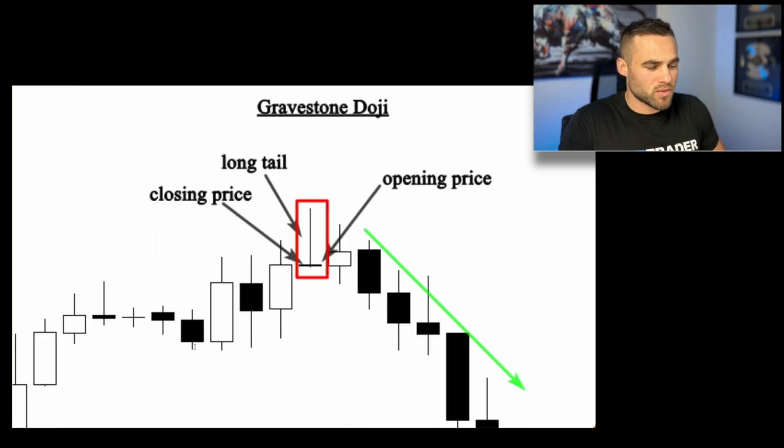So we can see this here. At the top of this trend, we saw that the buyers tried to push price even higher. Sellers stepped in that session. The price ended up right here, and then the price started knocking down.